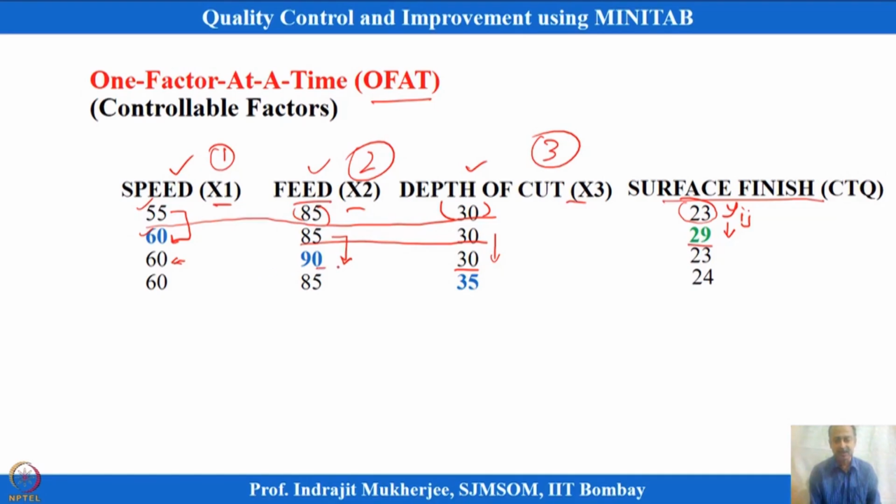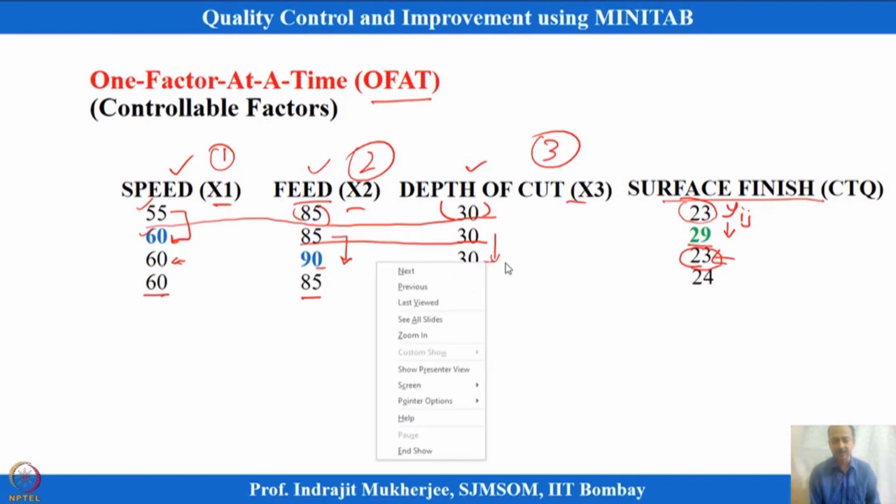So, the second variable is changed, and what we observe is that surface finish is deteriorating now. 23 is the surface finish. But the previous condition was better. So, what we will do is that we will fix 60 and then go back to 85. So, we have reverted from 90 to 85 over here, and then the third variable I will try to change.